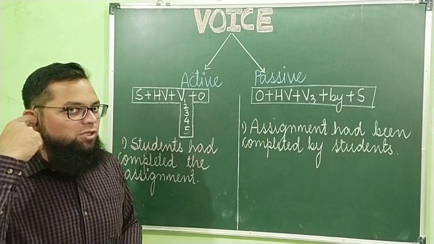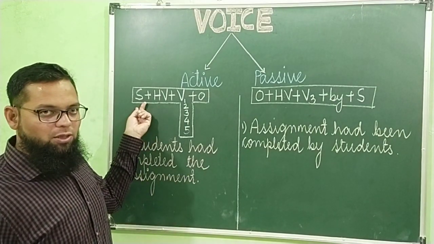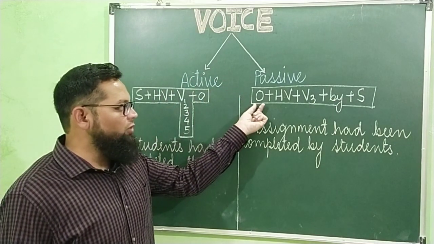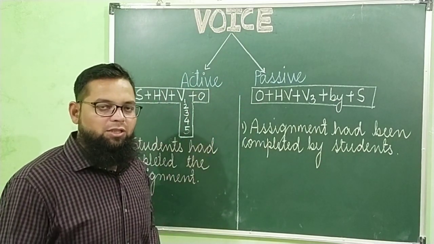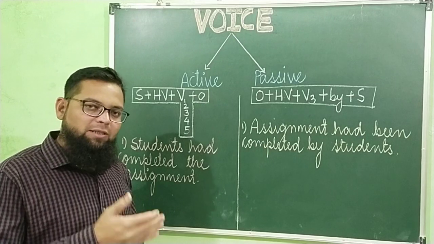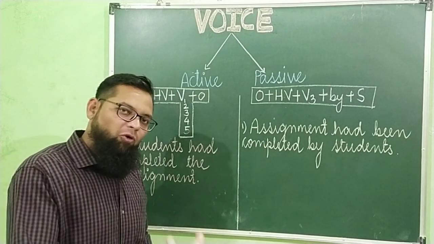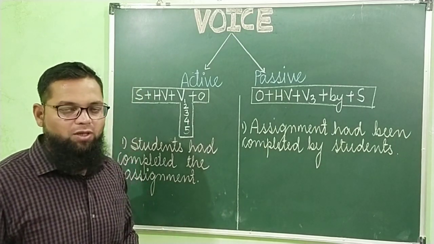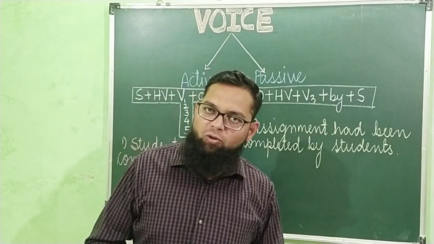At the beginning of active voice, we use subject, but at the beginning of passive voice, we have to use the object. Active voice start होता है subject से, लेकिन passive voice start होता है object से. Now, when do we use active voice?